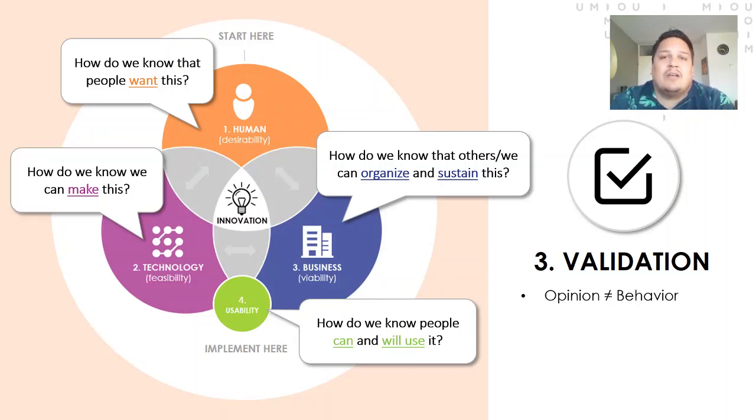is not enough. Behavior is not always the same as an opinion. So that's why experimentation is very important. So if you have designed a solution, it's very important to extrapolate what are the assumptions. What are things within the domain of desirability, feasibility, viability, and usability that can make or break your solution.